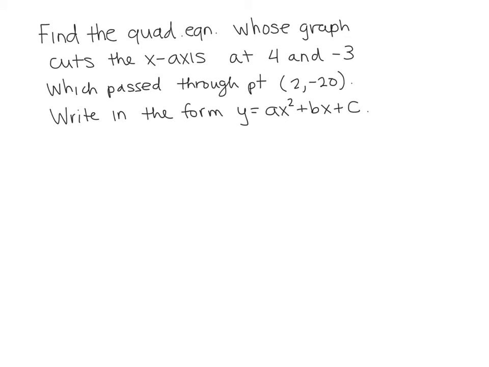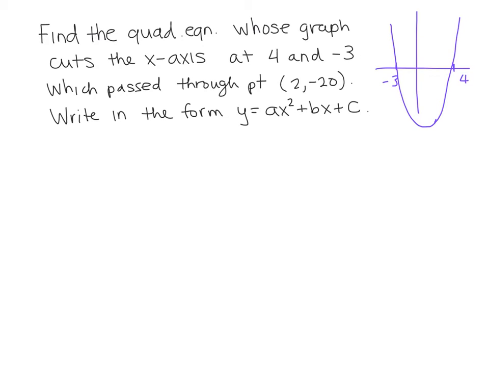Find the quadratic equation whose graph cuts the x-axis at 4 and -3, which also passes through a point at (2, -20). Write in the form of y is equal to ax squared plus bx plus c. First, if we were to try to graph this to see what's happening, we are given that it cuts the x-axis at 4 and -3. It also passes through a point when x is 2, y is -20, so somewhere over here. So this graph must be a concave down graph.